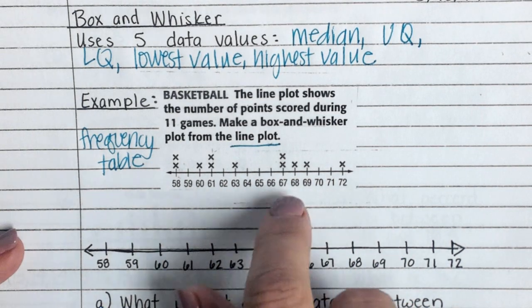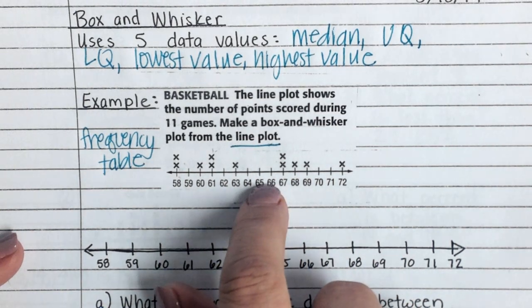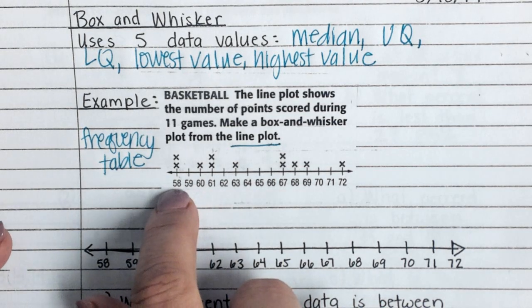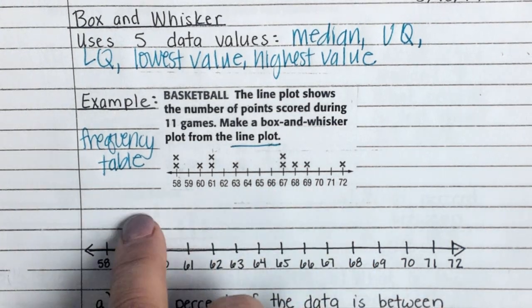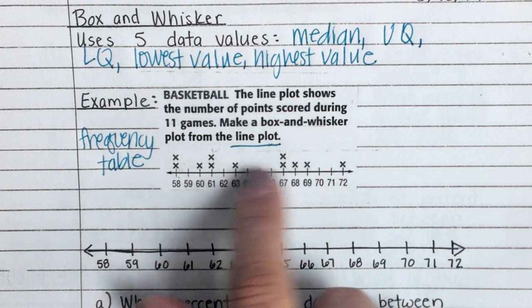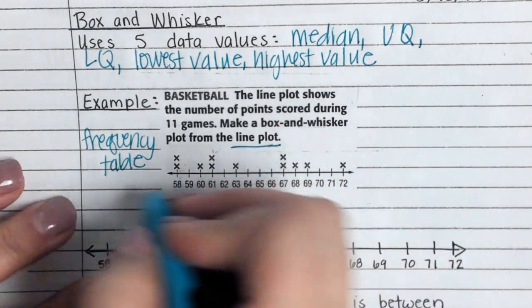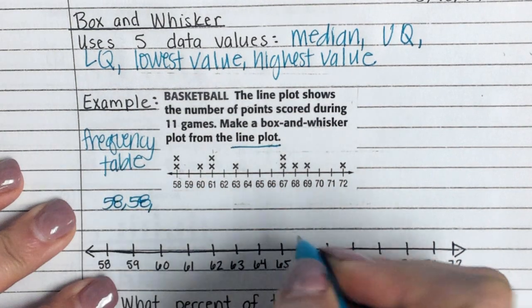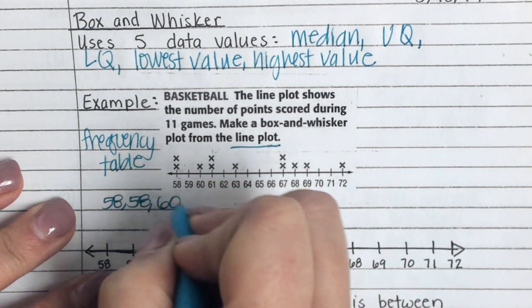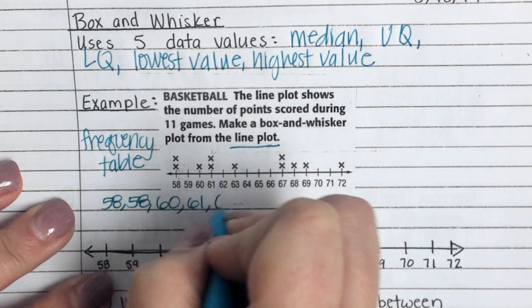So looking at this, how often do you think 65 shows up? 0 times. Okay, but then we look at 58 and it shows up twice. So the great thing is they're already in order. We just have to go through and list our data according to how many times it shows up. So we would have 58 twice. And then we have 60. And then 61 twice.